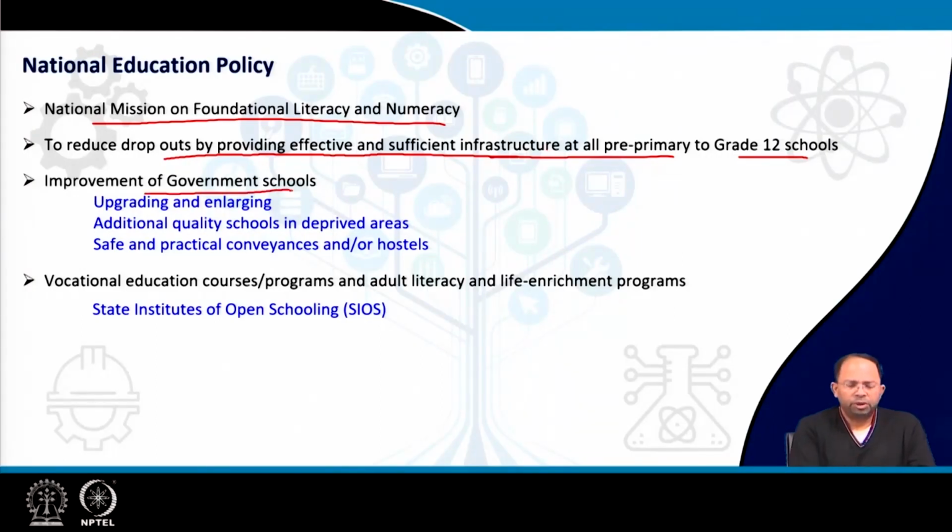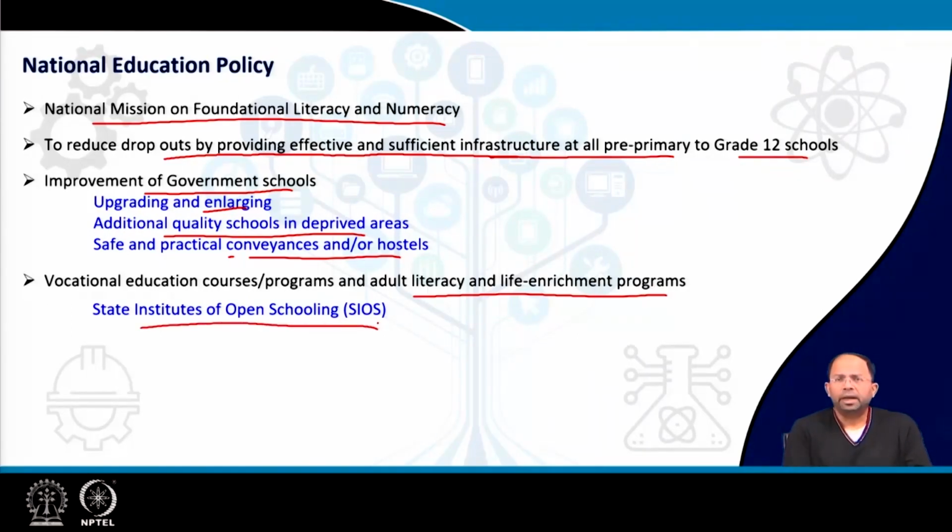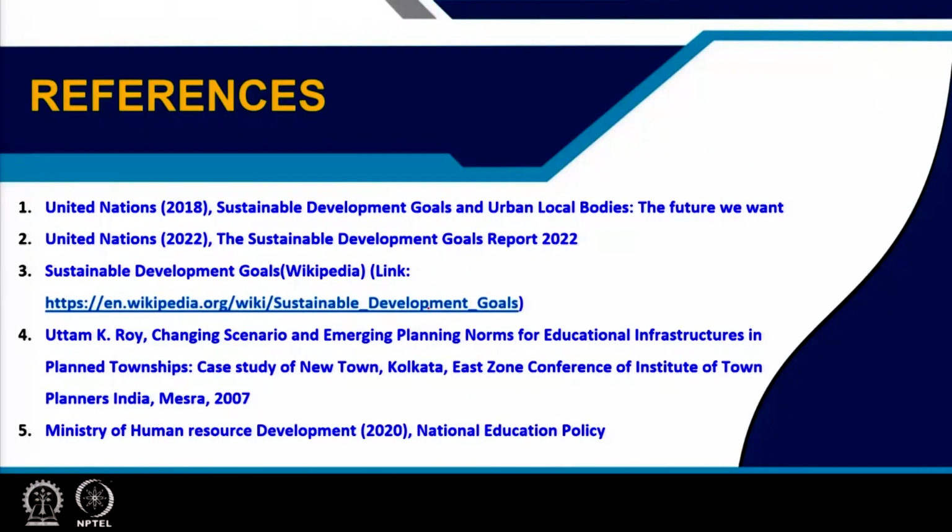The government schools need to be improved. There has to be upgrading and enlarging of schools. Additional quality schools need to be provided in deprived areas, and safe and practical conveniences or transport to the schools also need to be introduced. Vocational educational courses, programs, and adult literacy and life enrichment programs also need to be conducted. For that, state institutes of open schooling also need to be opened up. So, these are certain changes which the National Educational Policy has brought in. Accordingly, we have to really look into setting up new infrastructure and facilities in urban areas. These are some of the references you can study.